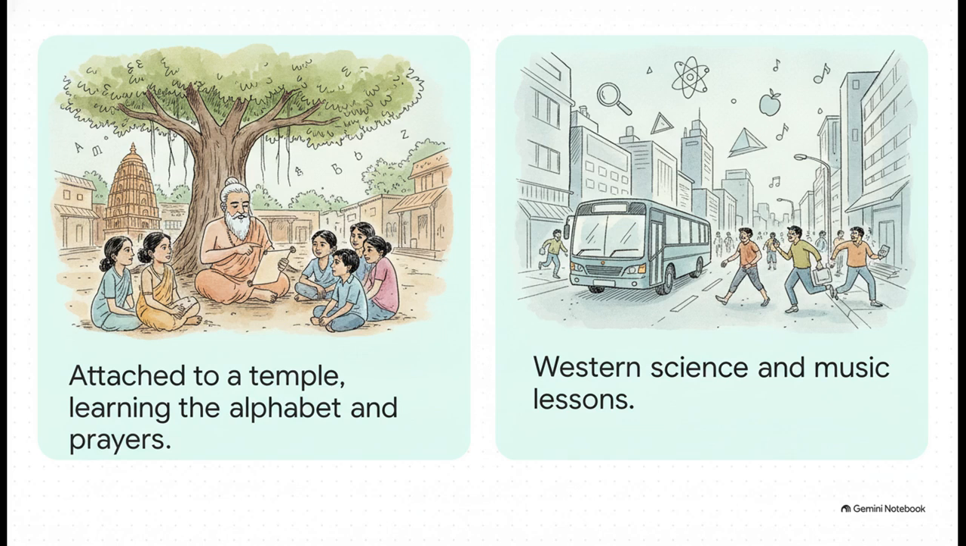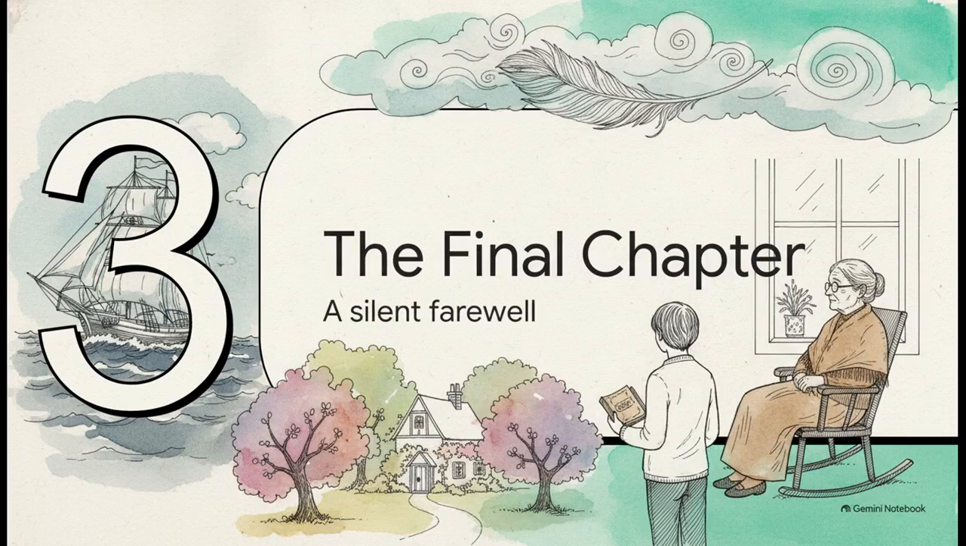And the final straw? Music lessons. To her traditional mind, music had lewd associations. It was meant for harlots and beggars, definitely not gentlefolk. That cultural clash essentially ended their daily conversations. Section 3. The final chapter. The homecoming and a silent farewell.